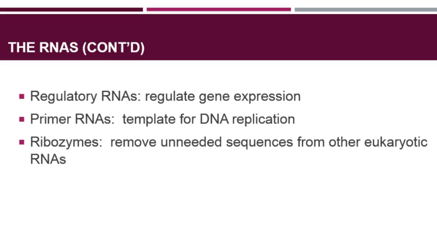There are a number of different RNAs, as I said, that are produced in the cell. Some RNAs are regulatory structures and they help to regulate the expression of certain genes. Some of them are primers. So we talked about in mini lecture 8.1 how during DNA replication, we need an RNA primer in order to start the replication process on the lagging strand. So some RNAs are produced to be primers. Some RNAs are known as ribozymes, and these RNAs remove unneeded sequences from other eukaryotic RNA molecules.